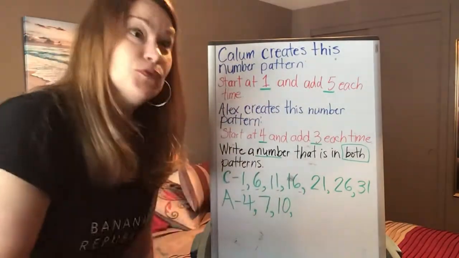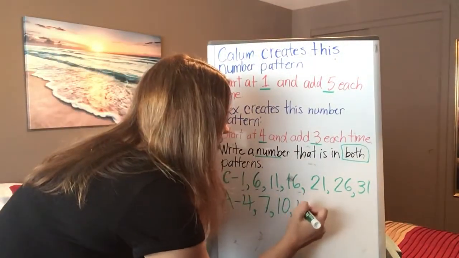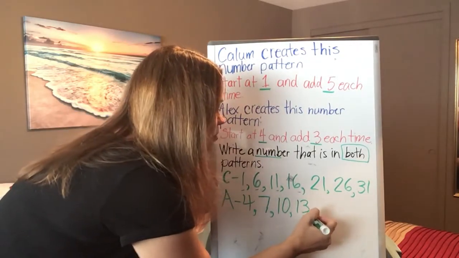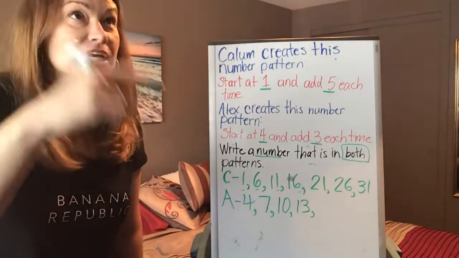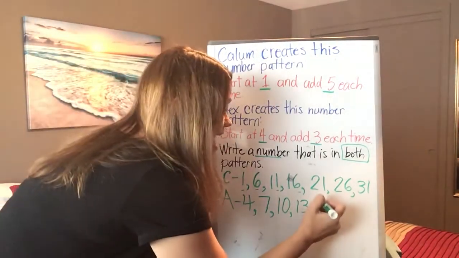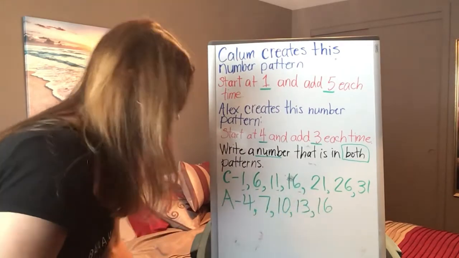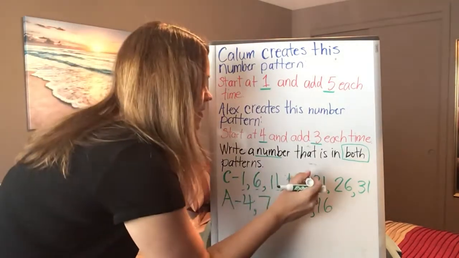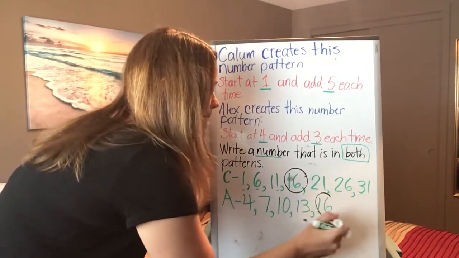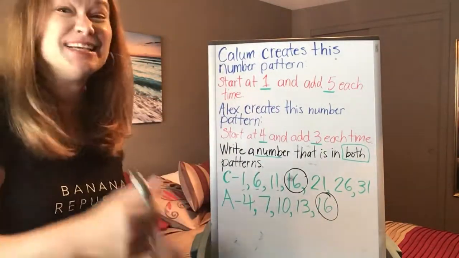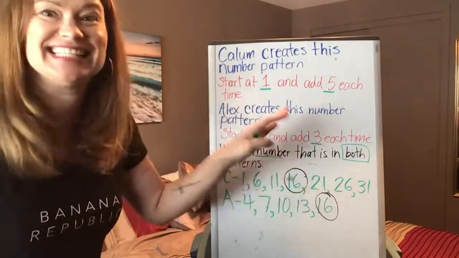So I add, 10 plus 3 is 13. Nope. Okay, so I'm going to keep going. And then 13 plus 3 is 16. And look, 16 and 16. So I'm going to take a different color here. I'm going to circle both the 16s. So a number that is in both patterns is 16.